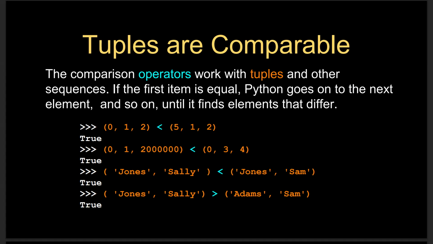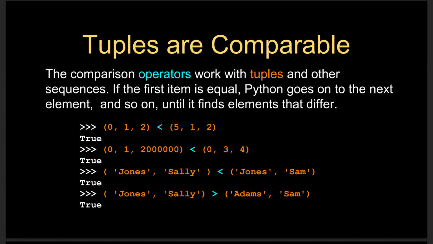Next one, Sally is compared with Sam. So first S is the same. Next A is the same. But L is lesser than M. So it is true. That's why it returned true.